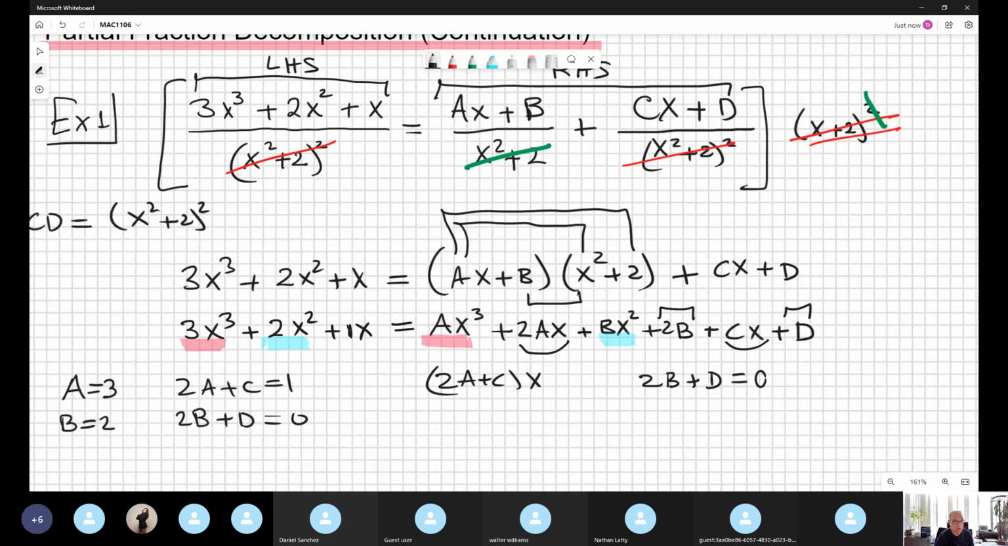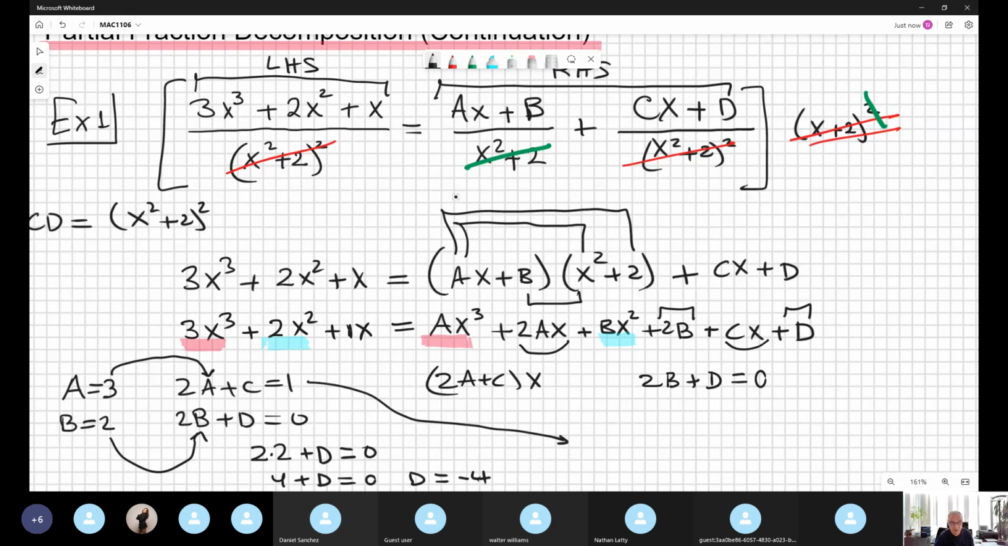Okay, nice. But I know that b is 2, plugging in here. So 2 times 2 is 4, plus d is equal to 0. 4 plus d is 0, therefore d is negative 4. Likewise, a is equal to 3, substitution here. Let me try to do my best here. 2 times 3, replace a for 3, plus c equal 1. So 2 times 3 is 6, plus c is equal 1, therefore c is 1 minus 6, which is negative 5.